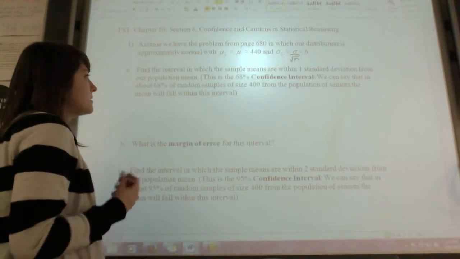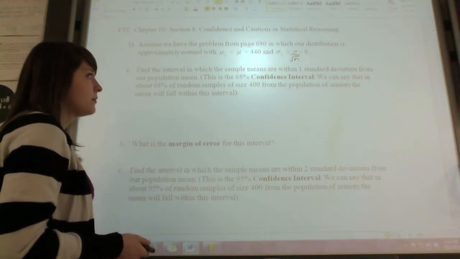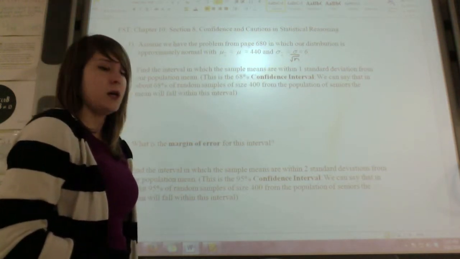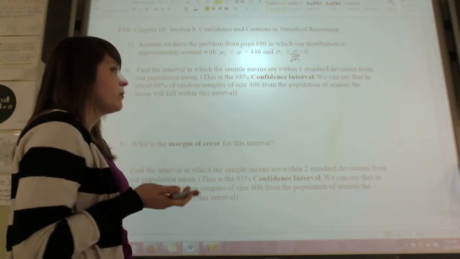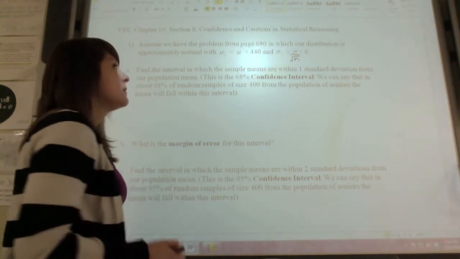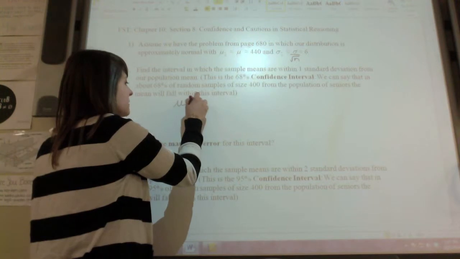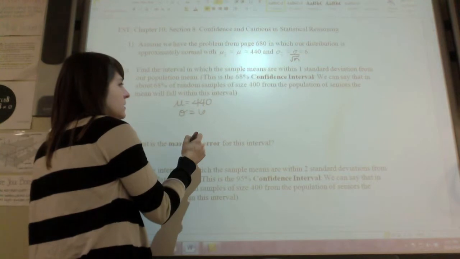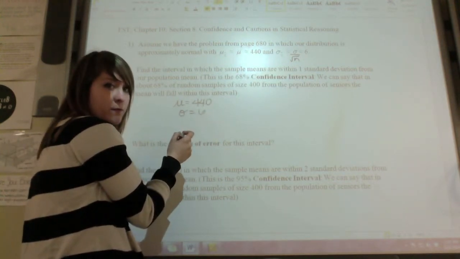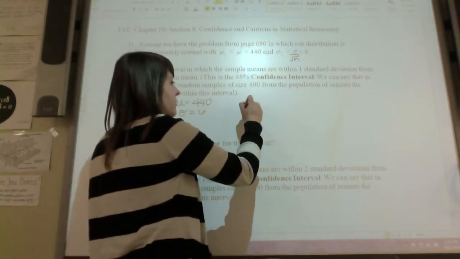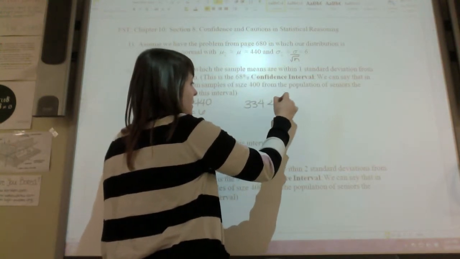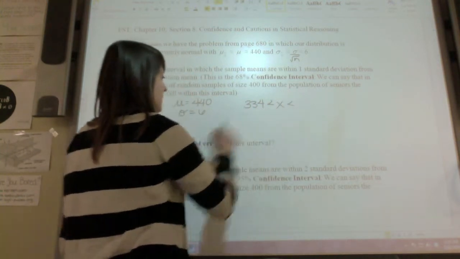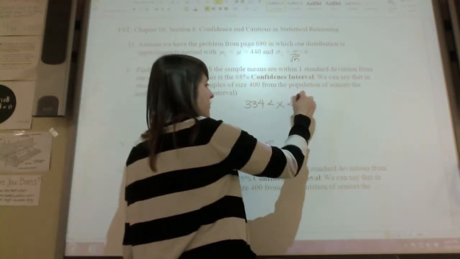We can say that in about 68% of random samples of size 400 from the population of seniors, the mean will fall within this interval. Okay, so I want it to be within 1 standard deviation from the mean. They tell me that my mean is 440, and they tell me that my standard deviation is 6. So if I subtract 6 from 440, I get 334. And if I add 6 to 440, I get 446.